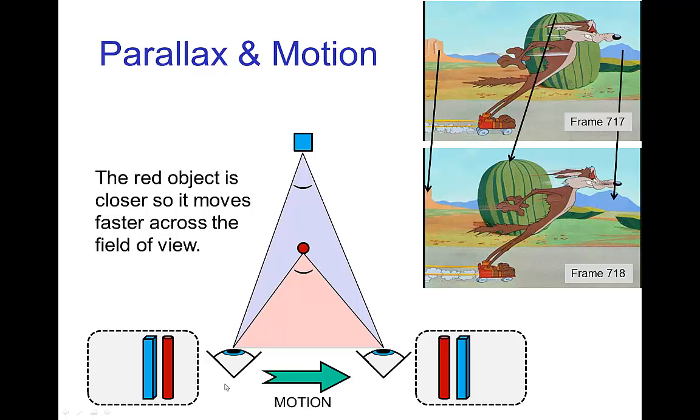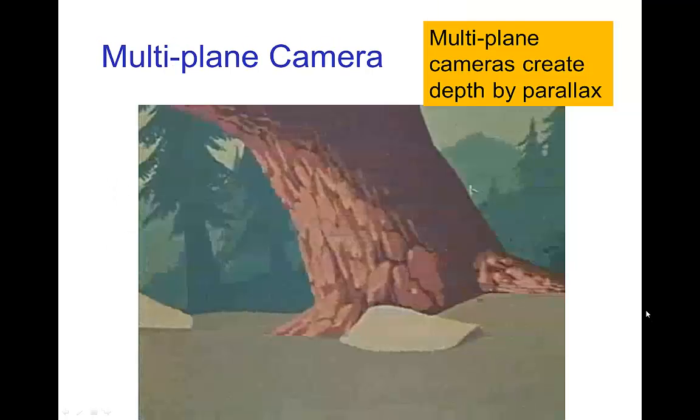Same thing here, we have a red object closer to us than the blue object. As the viewer moves from one location to another, the red object moves further in the field of view than the blue object. That indicates that the red object is closer. This parallax principle is used in multiplane cameras. Let's hear Walt Disney explain that to us.